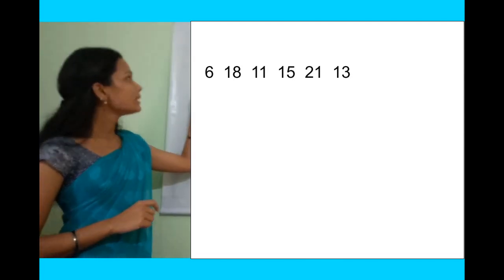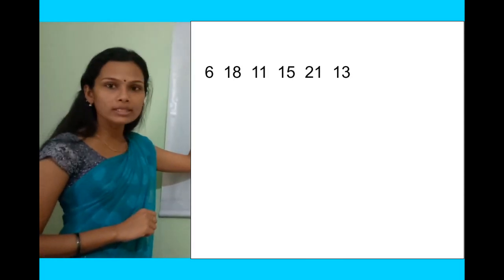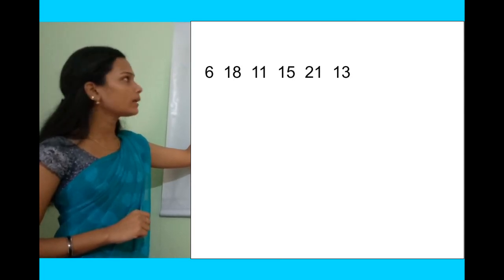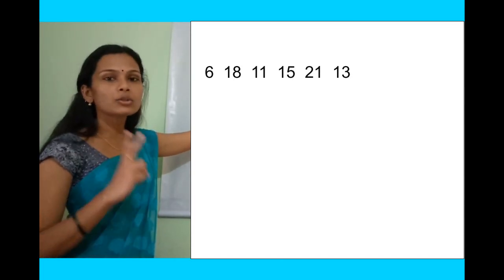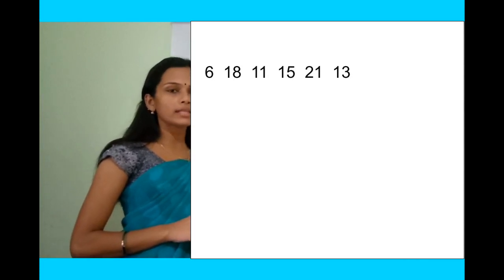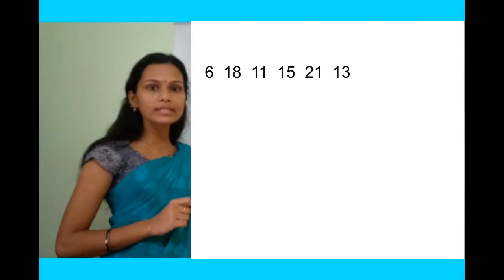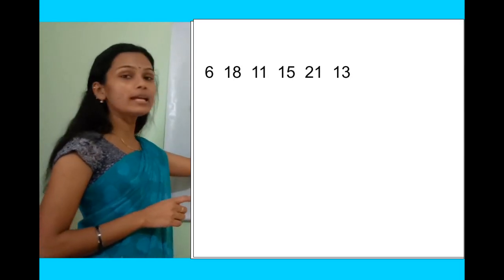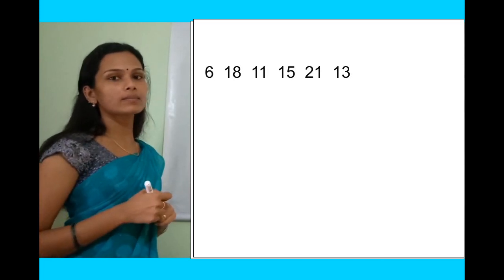Now look here, 6 is a 1-digit number, 18 is a 2-digit number. What about 11? It is also a 2-digit number. We can see all the other numbers have 2 digits. We know that the number with less number of digits will be the smaller number. Here which number has less number of digits? 6. It has only 1 digit. So 6 is the smallest number. So we have to write 6 first.